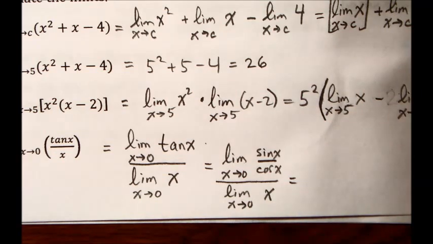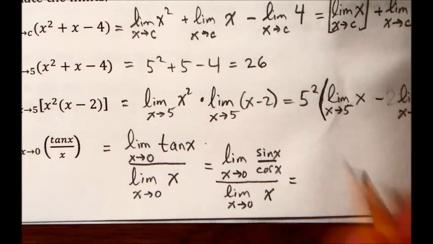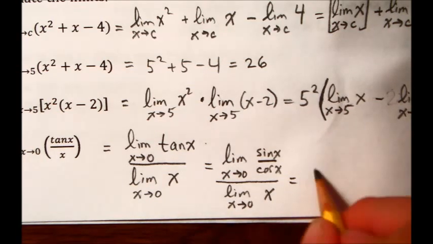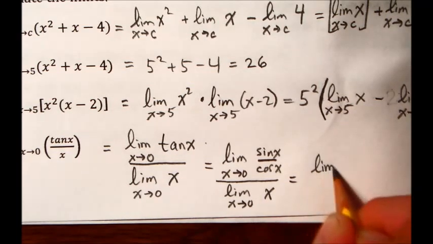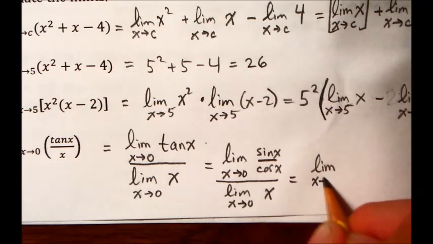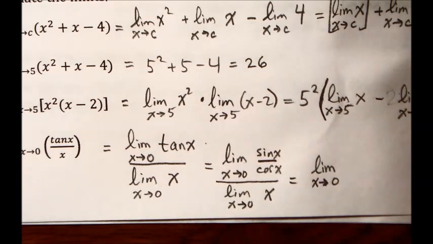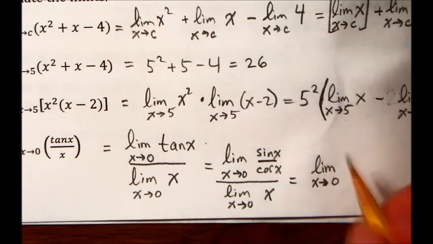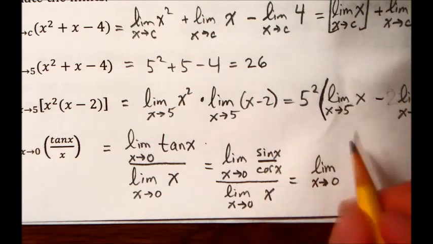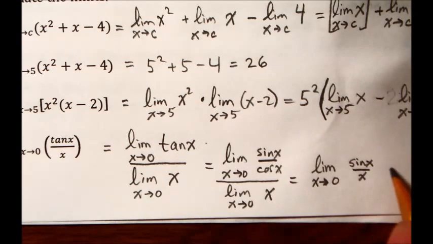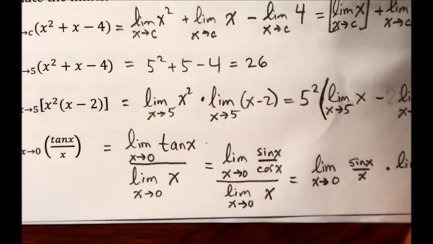So I'm going to go ahead and regroup this a little bit. So I'm going to go ahead and write this as limit as x goes to 0 and then I'm going to put the sine x with the x, and I'm going to separate that 1 over cosine x that's in there onto its own limit.